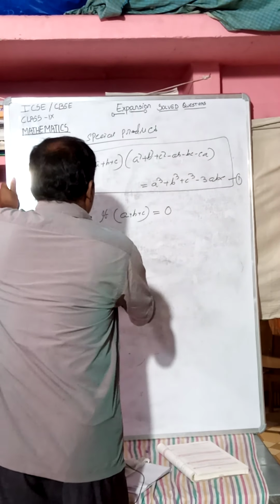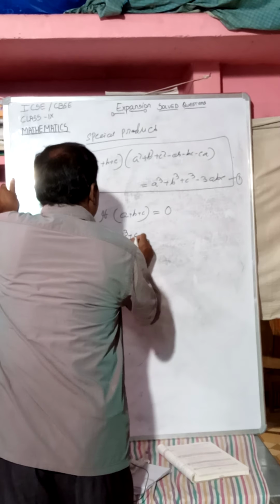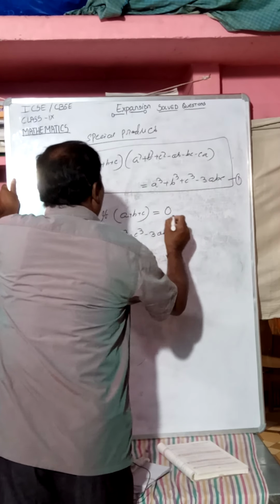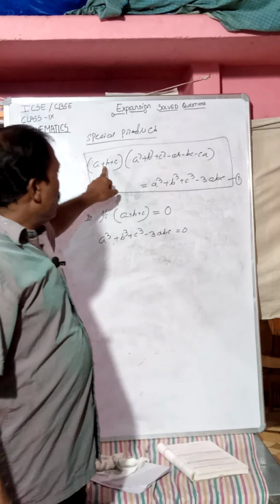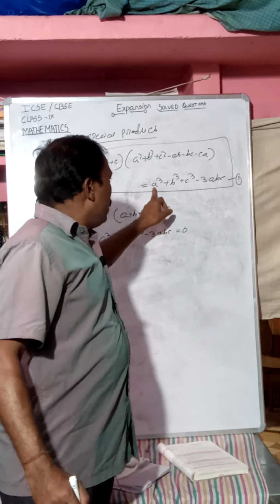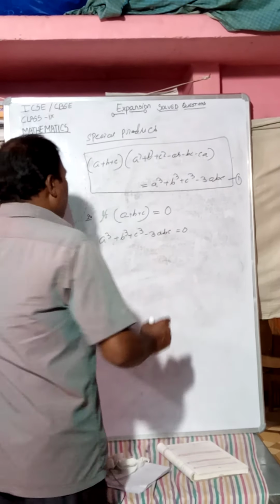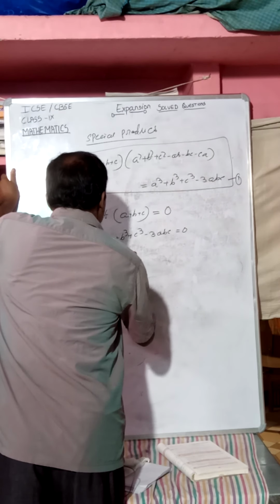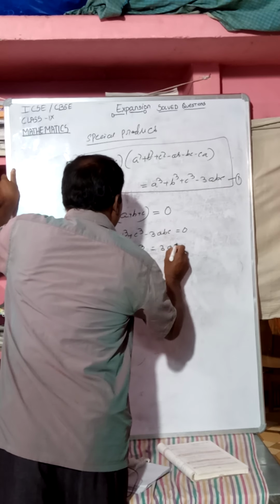So we can write a cube plus b cube plus c cube minus 3abc is equal to 0, because a plus b plus c is equal to 0. So the left side will be 0, the right side is equal to the left side. So a cube plus b cube plus c cube is equal to 0 implies that a cube plus b cube plus c cube is equal to 3abc.